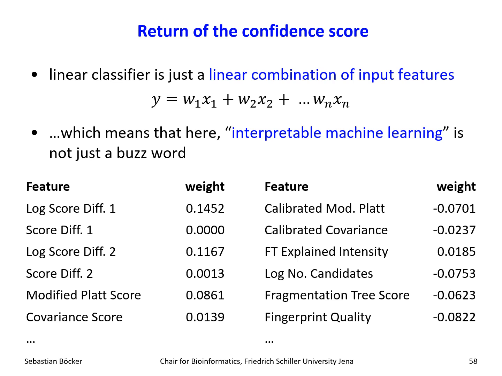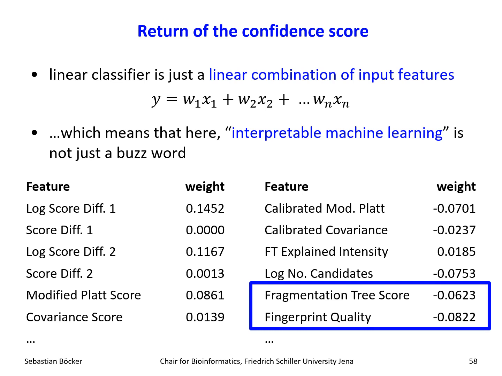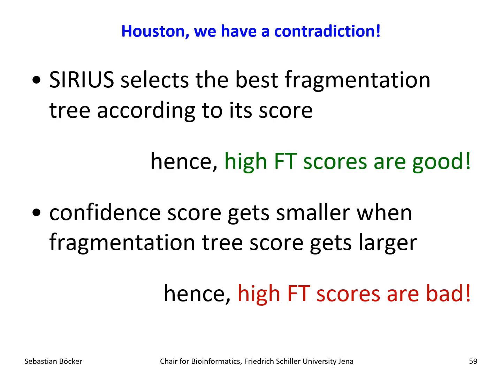And here we can now really look at the weights that we assign to the different features because we are just training a linear classifier. By the way, I told you about this calibrated score, and actually the calibrated score is now a feature of our confidence score, but that's just a side thing. Anyways, we noticed something very strange, and that is worth looking at in more detail. And this is shown here. The fragmentation tree score is negative and the fingerprint quality score is negative. Now that's strange.